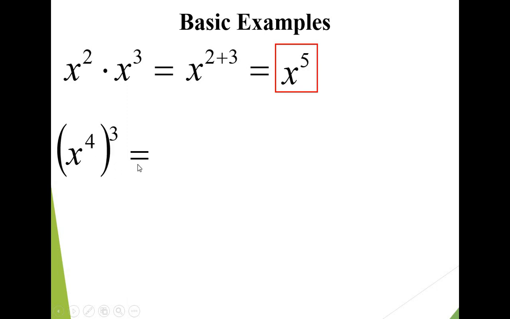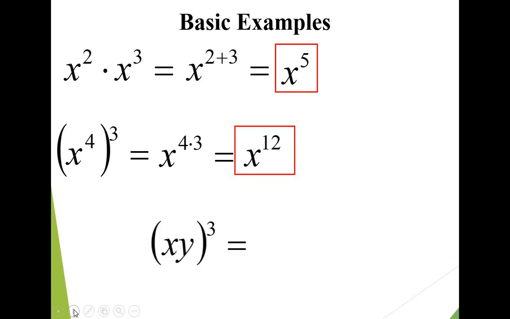So our next step is going to be x to the fourth power times x to the third power, right? And that's how you would write it there. The dot means multiply, which gives us a final answer of x to the 12th power, all right? Let's look at another example.